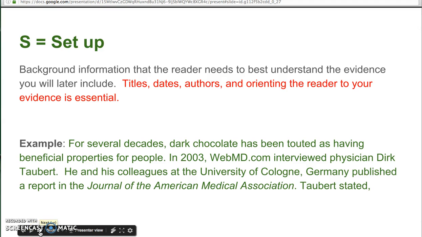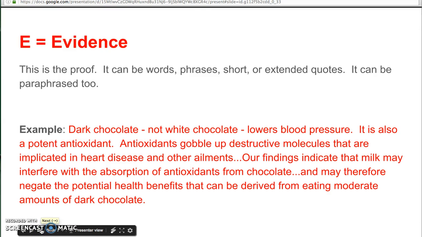So now you're ready for the evidence, and here it is. Remember, your evidence is proof. Your evidence can be a word, evidence can be phrases, or it can be short or extended quotes, but it doesn't have to be a quote. It can be paraphrased too. You're going to experience both in this class.